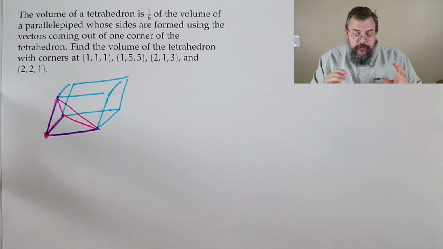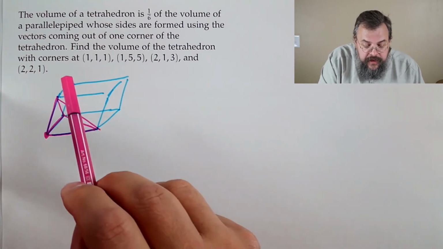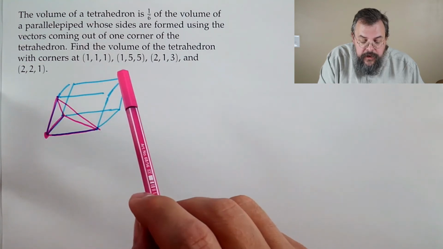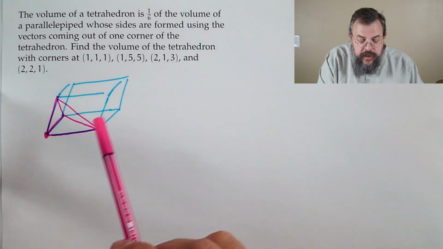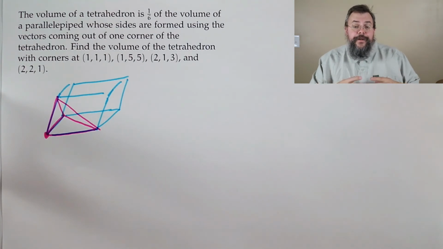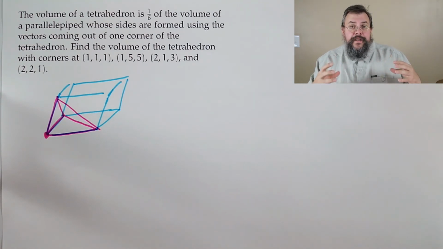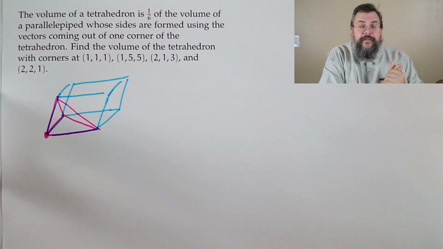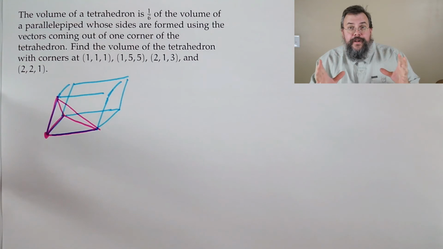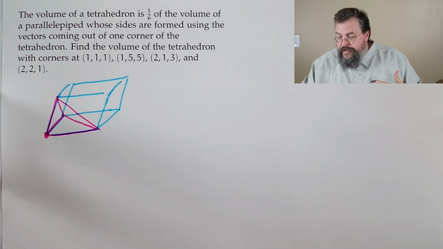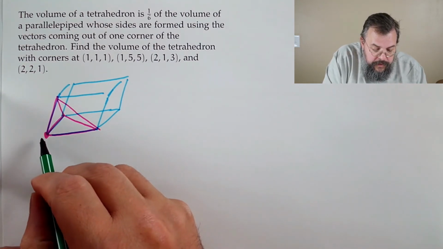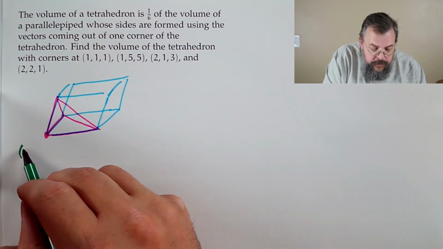So, now, what's our problem? Find the volume of the tetrahedron with corners at (1,1,1), (1,5,5), (2,1,3), and (2,2,1). So this is really about the volume of a parallelepiped, and then we cut it by a factor of 1/6. Well, volumes are determinants. So we have the following fun fact. We start by marking our vertices, so it doesn't matter which one is which.